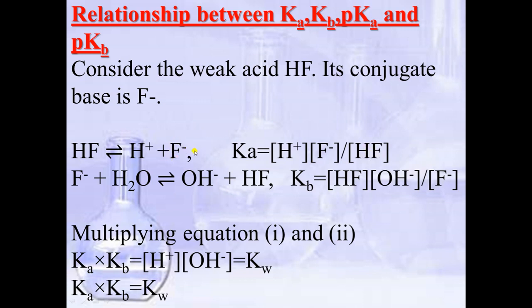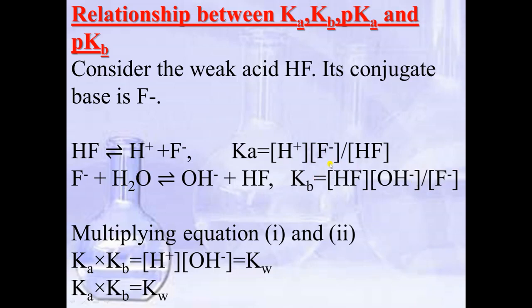Now we will write the equation of the conjugate base. When the conjugate base F negative reacts with water, it gives OH negative ion and HF. Now for this equation also we will write the value of K. Here you will write Kb, because this equation is for the conjugate base, that is why we have written B. The formula is the same, concentration of products divided by concentration of reactants. So the concentration of OH negative ion into the concentration of HF divided by the concentration of F negative ion. Here the concentration of water is constant, so it is equal to 1, and we will not write it.